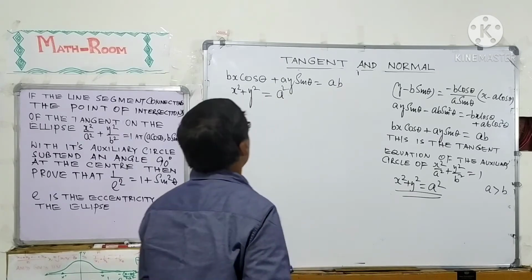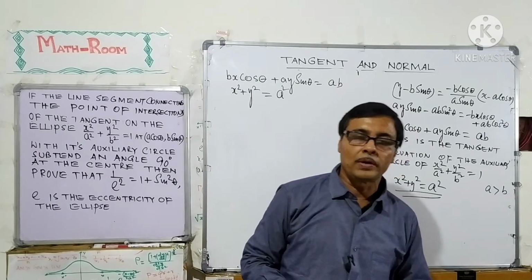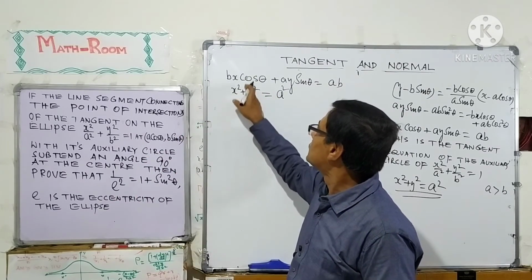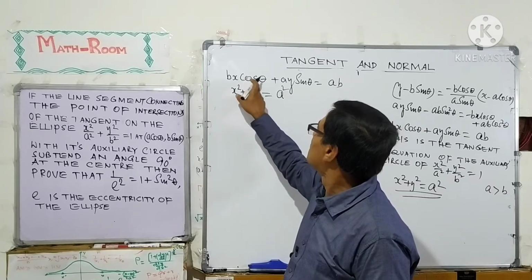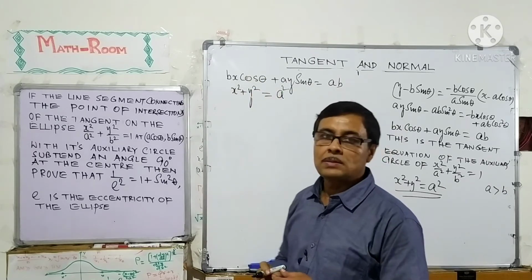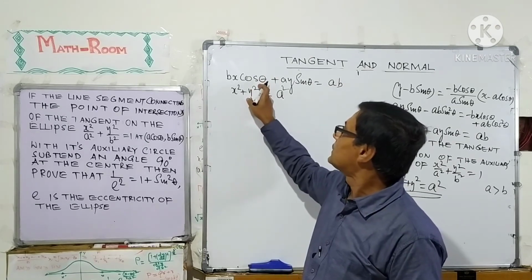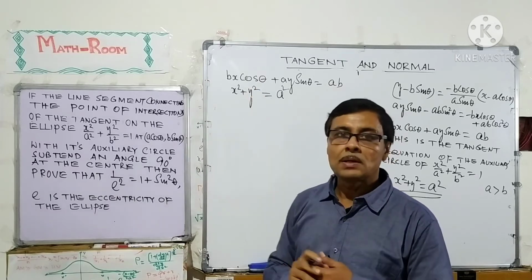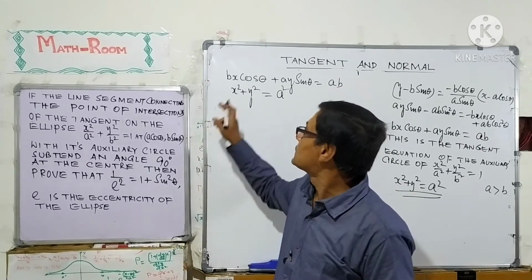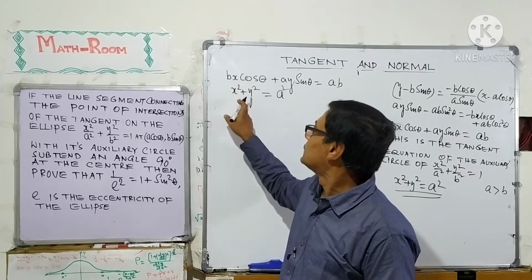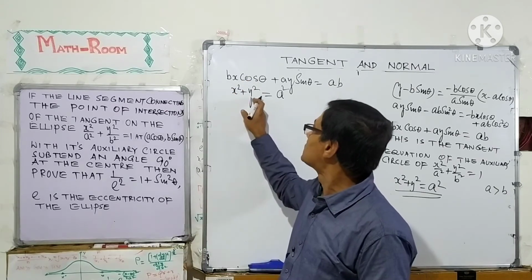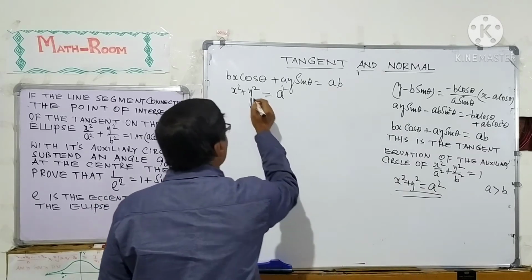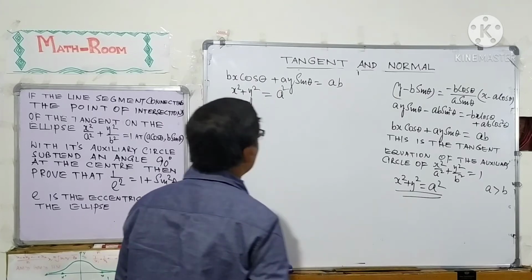Now, we have to find out the point of intersection of these two equations, one is the tangent and the other is the auxiliary circle. Point of intersection of the tangent with the auxiliary circle. Suppose (x, y) be the general coordinates of the point of intersection of the tangent with the auxiliary circle, x square plus y square equal to a square. So (x, y) is the general point of intersection.